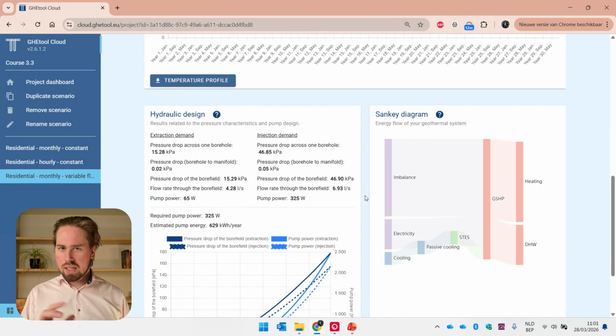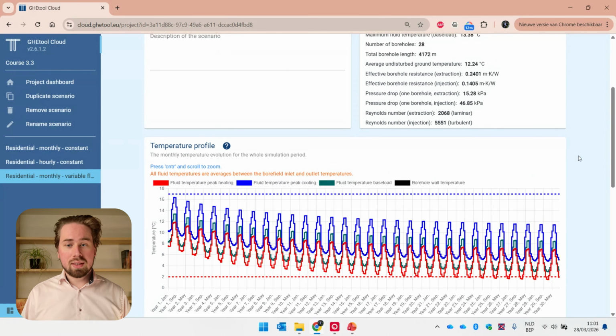You can see that our maximum flow rate is still just short of 7 liters per second. It does not change there. But for heating, for the extraction demand, we actually overestimated the flow rate. Meaning that we overestimated the borehole resistance. It's no longer around 14, it's now 24, which is way worse. And now we're actually not sizing this borefield accurately.